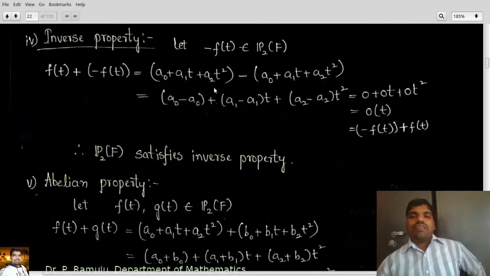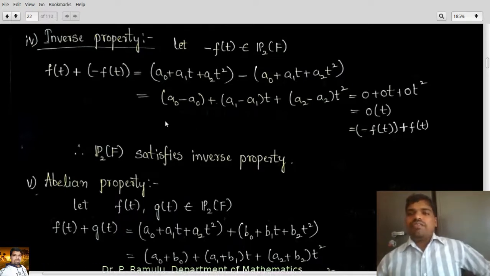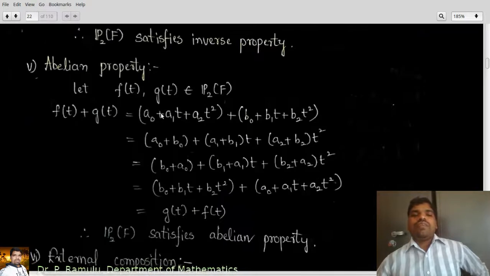Similarly here, a1 is the inverse of minus a1, that equals 0. a2 minus a2, a2 is the inverse of minus a2, that is written as 0. So 0 plus 0 t plus 0 t square equals O(t), which equals minus f(t) plus f(t). That means P2 over F satisfies the inverse property, and minus f(t) is the inverse element of f(t) in P2 over F.